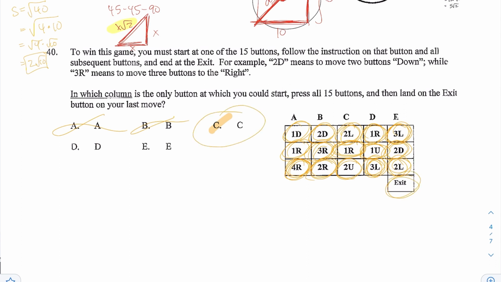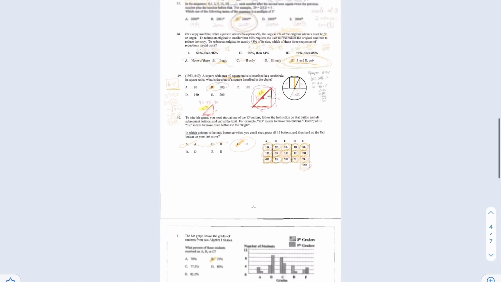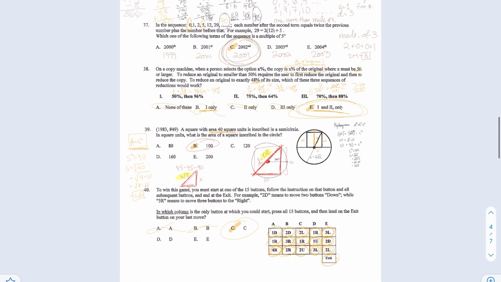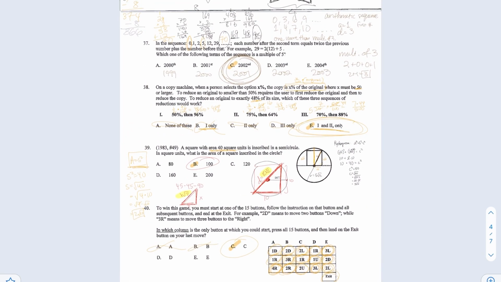So the answer is choice C. So I think I made a mistake on that one the first time. All right, so for this one, you just go through all the choices. All right, hit the summary for this page.